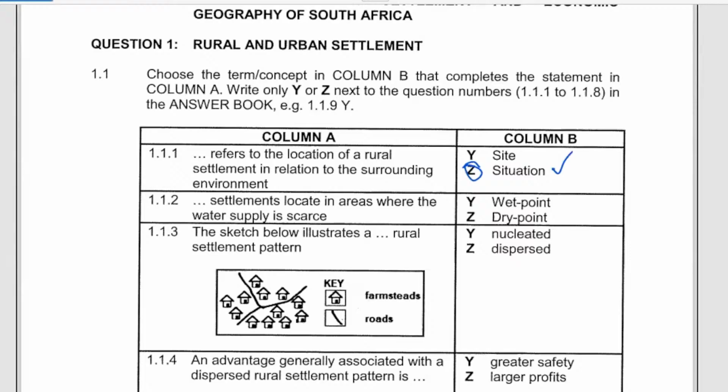Right. Moving on to the next question, number 1.1.2. The settlements located in areas where water supply is scarce. Right. What you must note here, we are relating settlements to water. And this situation, our water situation is such that water is a scarce resource in the area. So where must we establish a settlement if water is scarce? The only feasible way of establishing a particular settlement is to try to locate it as close as to the source of water. So that becomes a wet point settlement.